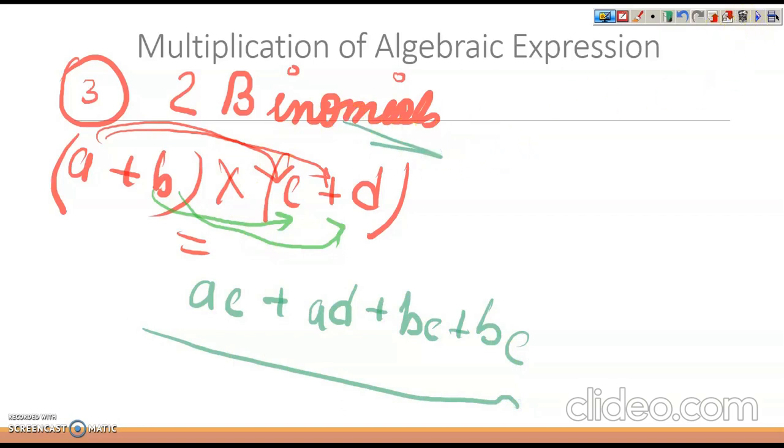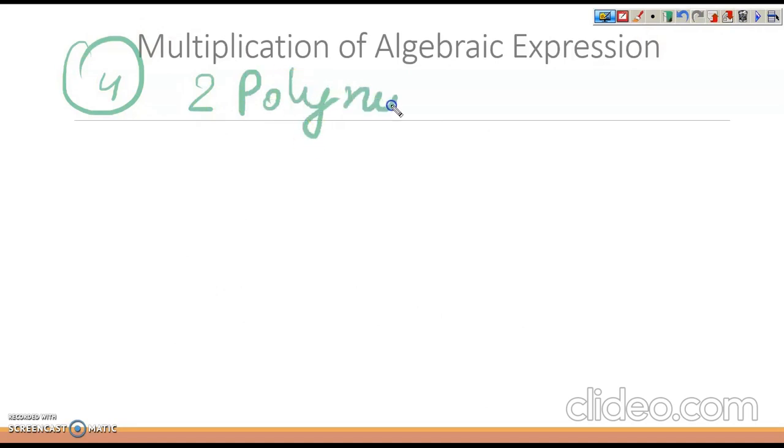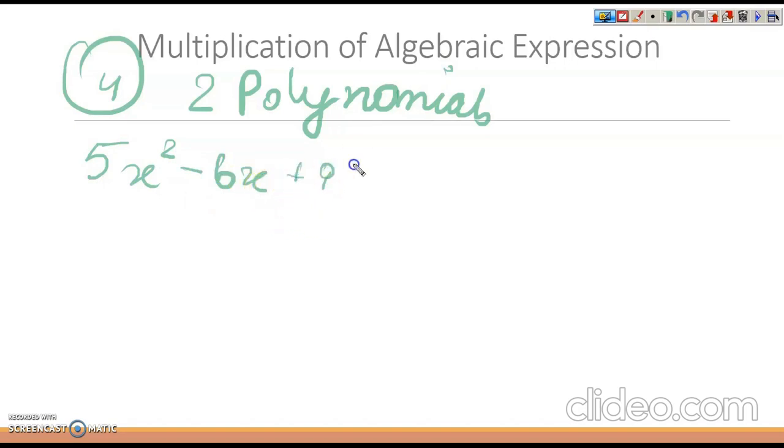Okay. The last one is multiplication of two polynomials. Okay. Let's look at that. Fourth, two polynomials. In here it's like, suppose I take an example, 5x squared minus 6x plus 9 multiplied by 2x minus 3. Okay. I took this as an example.